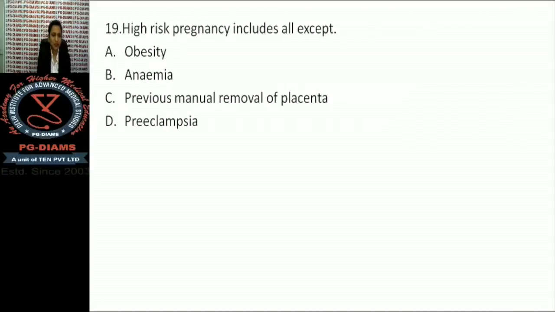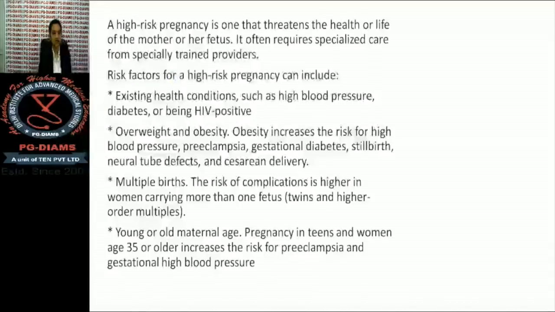High risk pregnancy includes all except... now the options. If these were the options, here I would mark previous manual removal of placenta, because obesity is an indication of high risk pregnancy. Anemia and preeclampsia definitely are high risk conditions. Now, according to all the data that I collected, I could come up with this.